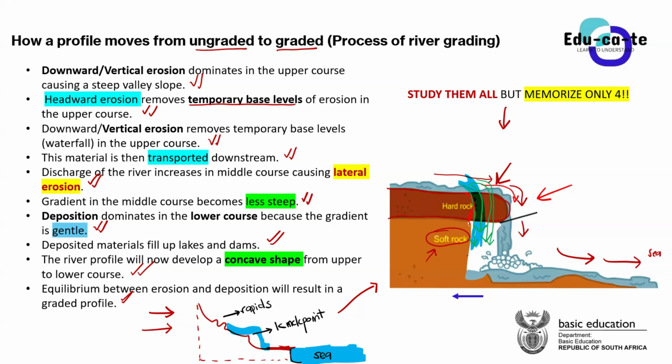So once you explain why we have a steeper slope at the upper course, why we have a gentle slope at the middle course, and why we have a very, very gentle slope at the lower course, then you are done explaining river grading. That is how you make your river have a smooth concave profile. So these are some of the points that you can work around.